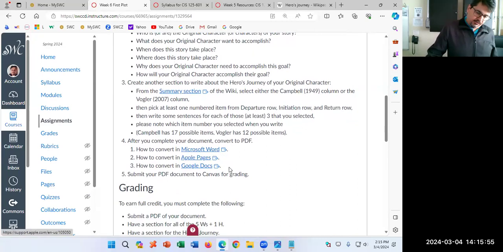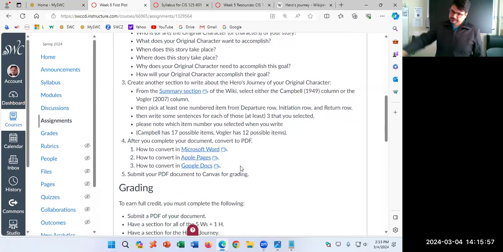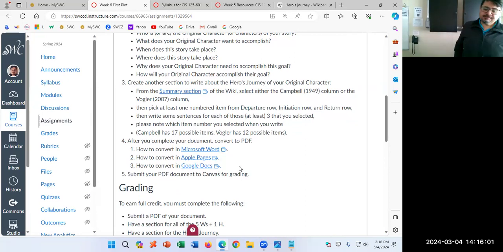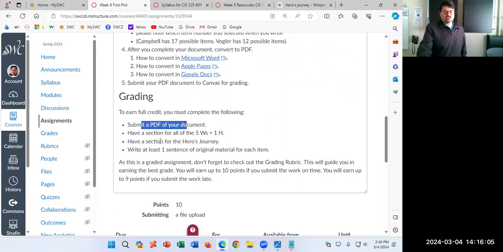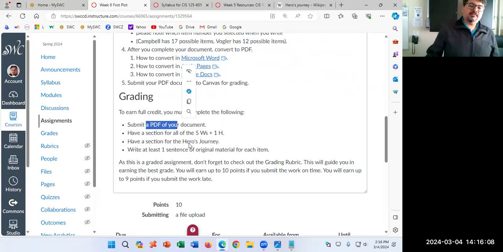Save it as a PDF. How to save to PDF is shown right there. Submit it by the deadline next week, Tuesday. And then the grading: make sure it's a PDF. If it's anything else, you won't get that point. Make sure it's a PDF.